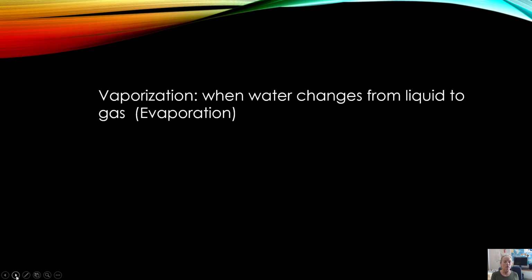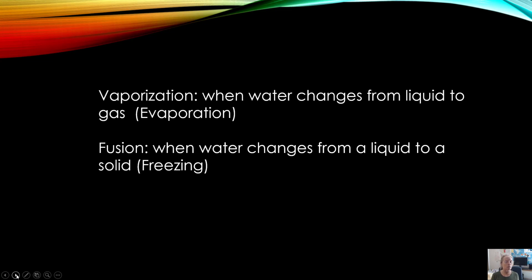It's when water goes from liquid stage to gas stage. And there's going to be a time in there where it's absorbing heat, but it isn't changing temperature before it becomes a gas. Same with fusion, which we would call freezing.